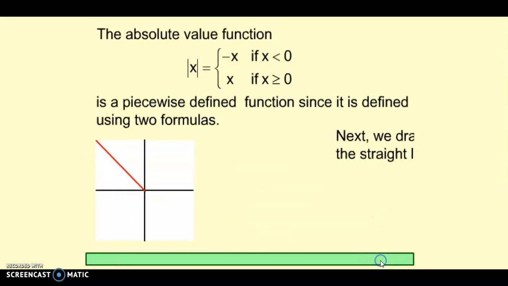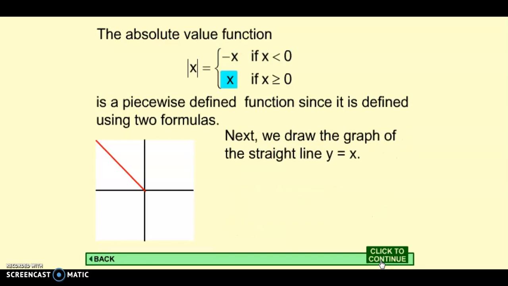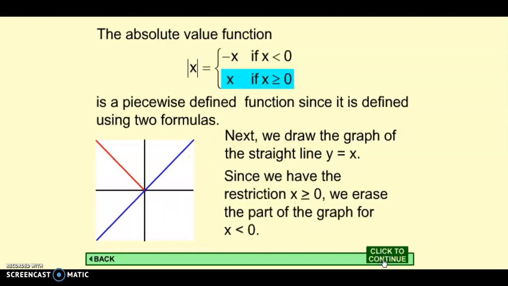Now let's draw the graph of another linear function, that is y equals x. Here is the graph of the linear function y equals x. Again, we are restricted with the condition. Since we have to take the values of x as greater than or equal to 0, we erase this part of the graph which is for the values of x less than 0. So this much part of the graph will be left, and this is the graph of the absolute value function.